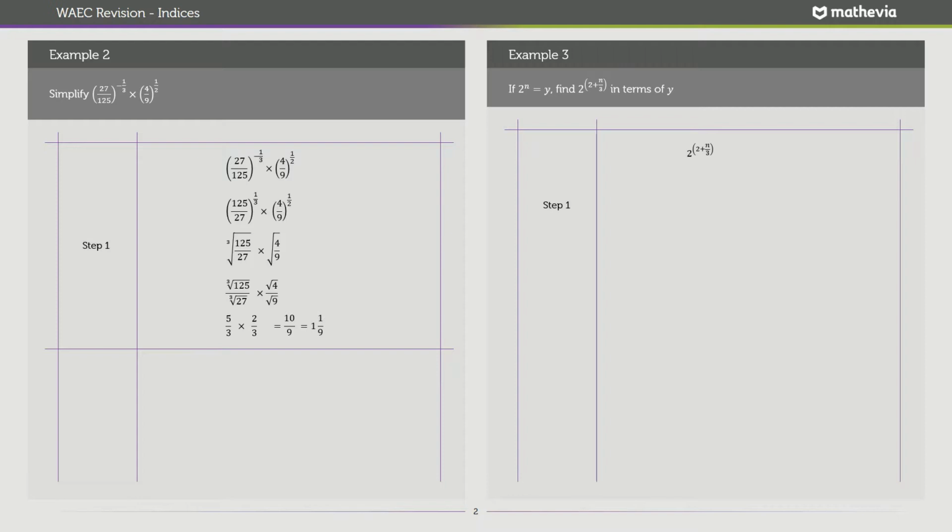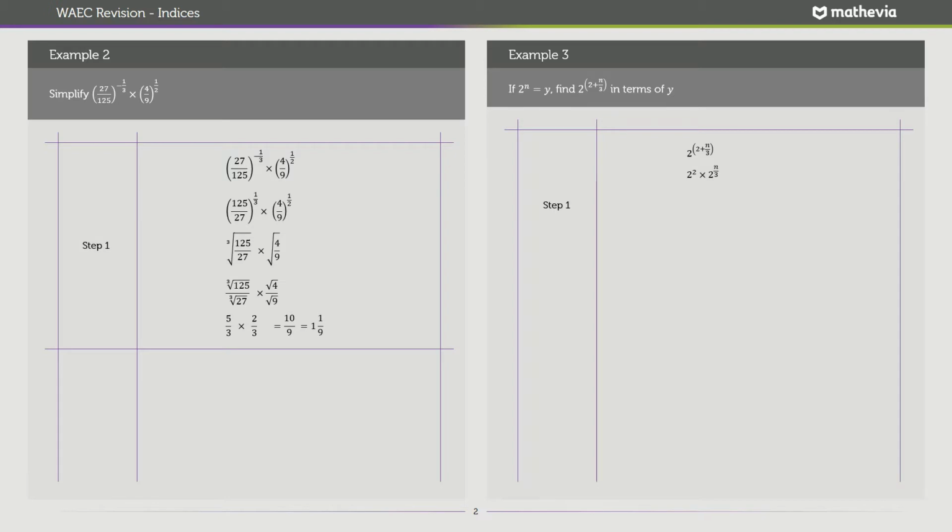And to do so, it's actually really simple. Basically, you have 2 to the power of 2 plus n over 3. And something interesting we have there, we have a product rule at play there. So we have that 2 to the power of 2 plus n over 3 is the same as 2 to the power of 2 times 2 to the power of n over 3. So that's our product rule at play there.